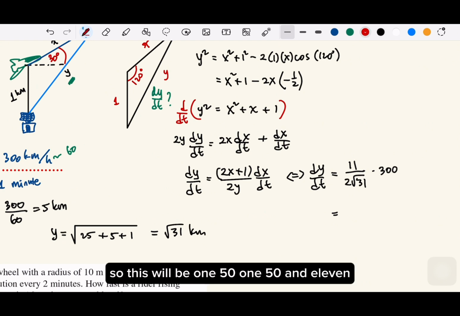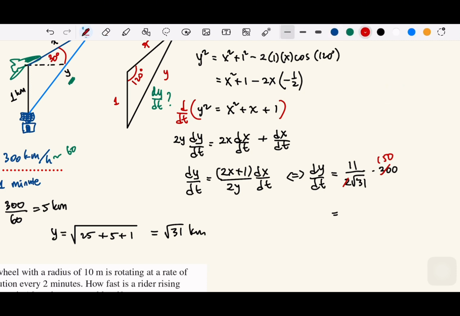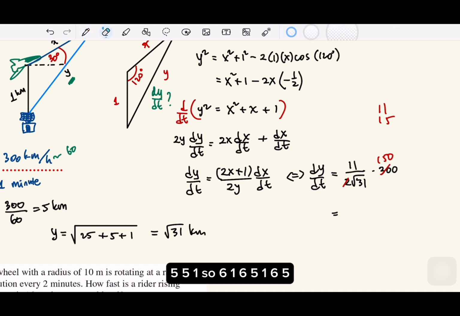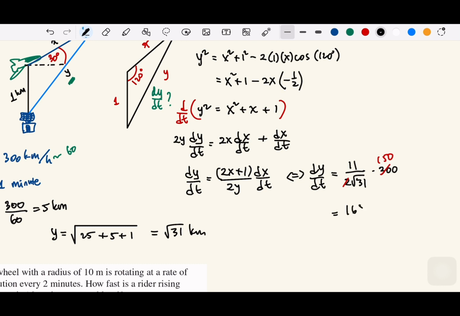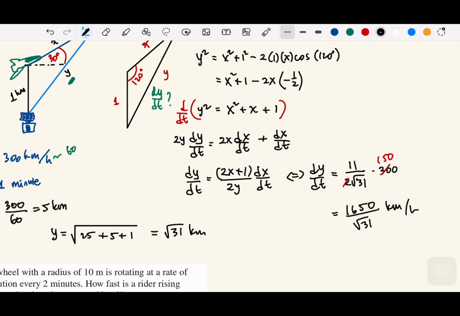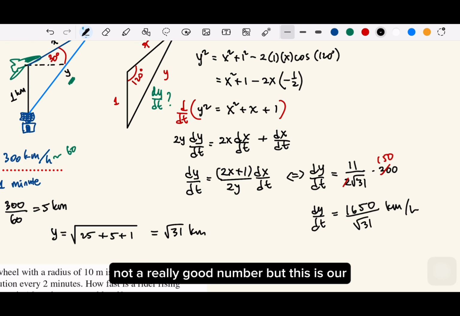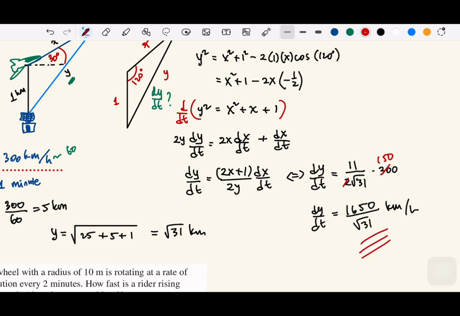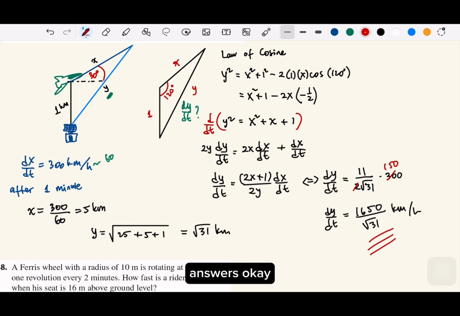So this will be 150, 150 and 11. 5, 5, 1, so 6, 165, 165 over... kilometer per hour. Okay, that's done. Not really a good number, but this is our answer.